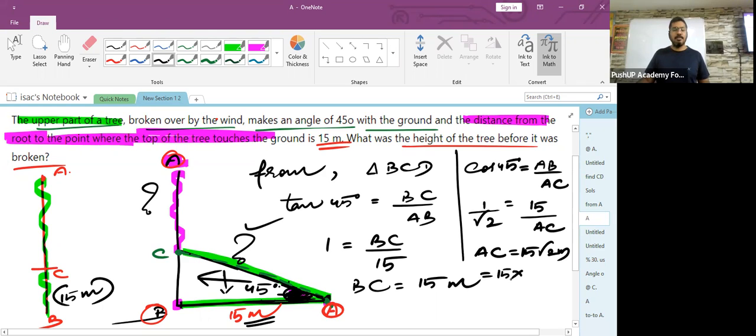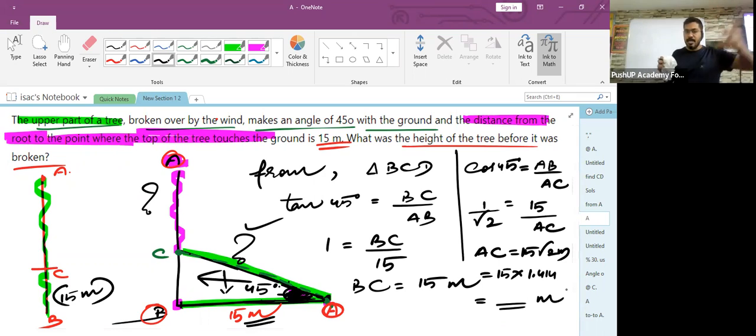What is the value of root 2? 1.414. Do the multiplication of these two numbers and write it correct to how many decimal places? 2 decimal places, right? Because it is in meters. Once you get that answer, add it to 15 and that will be the total height of the tree.